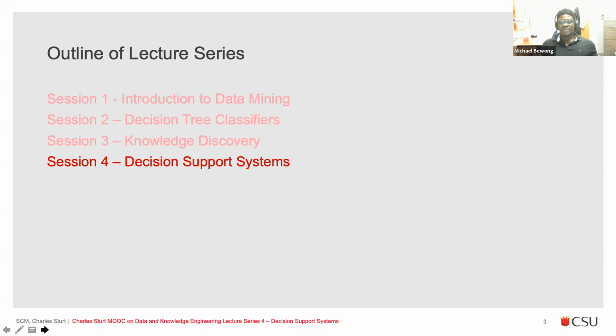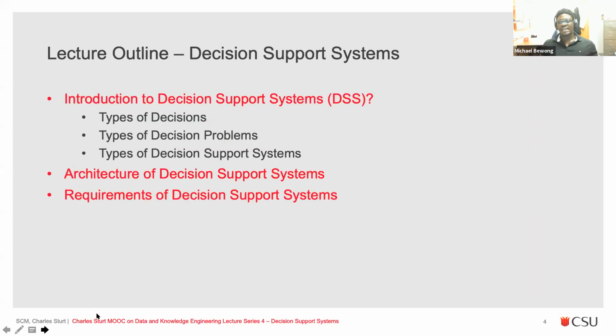All right, so going on to the outline for today's lecture. There are three main things I would like to cover. In the introduction, I'd like to look at the types of decisions that we make, the types of decision problems, and the types of decision support systems. From there, we'll look at the architecture of decision support systems. In looking at the architecture, we'll look at a case study and reflect the components of the architecture within the case study. And then finally, we'll look at the requirements of a decision support system.